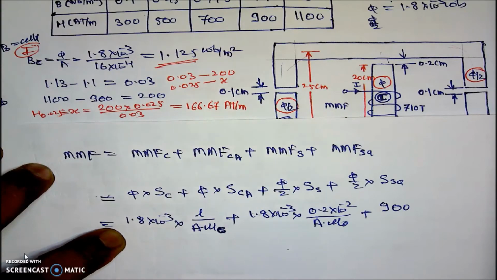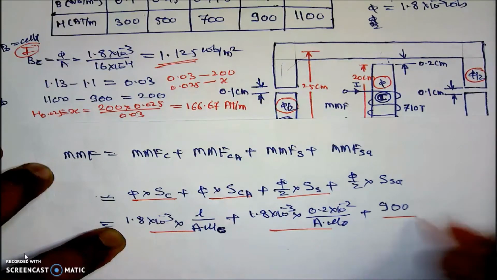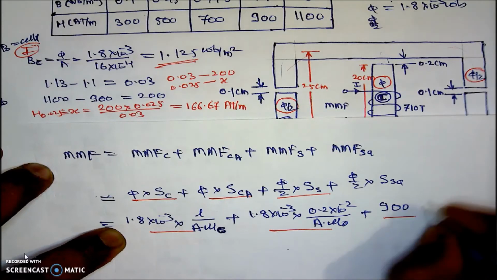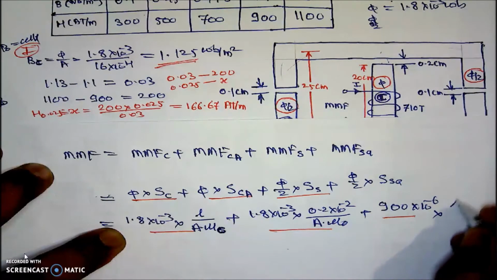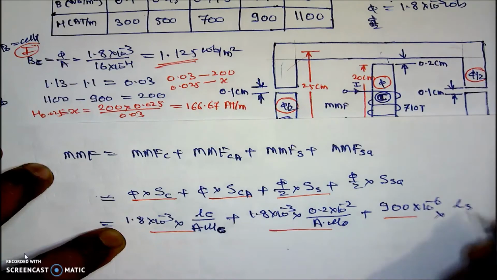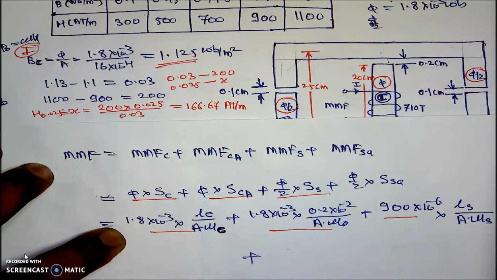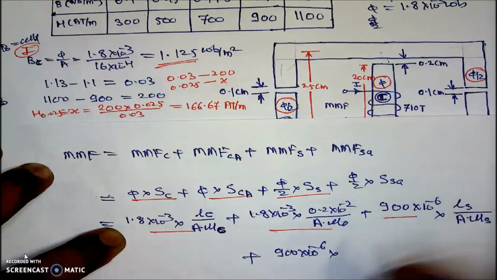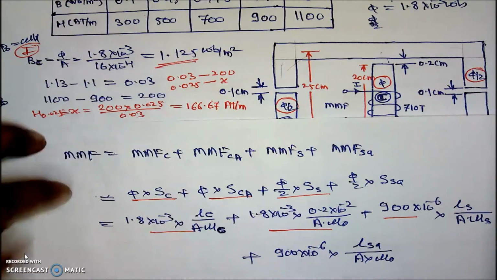The calculation for this is: 900 into 10 raised to the power of minus 6 into the length of the side limb, this is for the central, divided by A into mu of the side limb, plus finally this 5 by 2, which is 900 into 10 raised to the power of minus 6 into the reluctance of the side air gap, which is the length of the side air gap divided by area into mu naught, that is the permeability of free space.